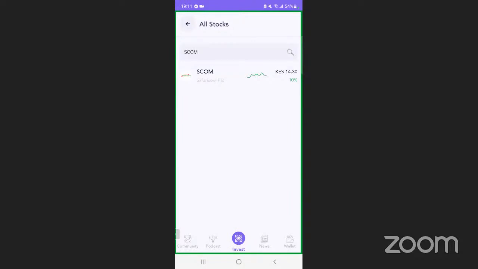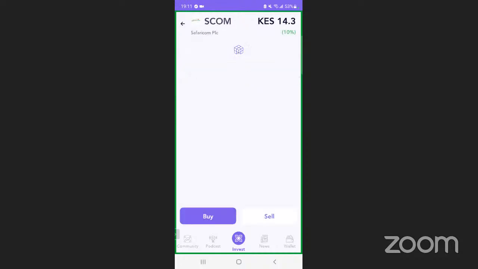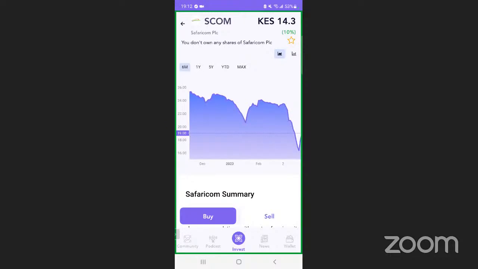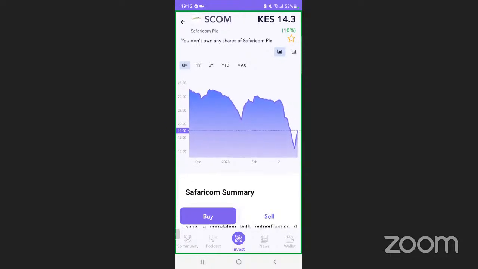So you can see Safaricom and the daily gain. Actually, Safaricom gained 10% today. The current price is 14.30. Let's say you want to buy Safaricom. What you do is just click on Safaricom. After clicking on Safaricom, you'll see I don't own any shares of Safaricom. If you own shares, you'll be able to see the number of shares that you own at the top. Here you can also see the charts.